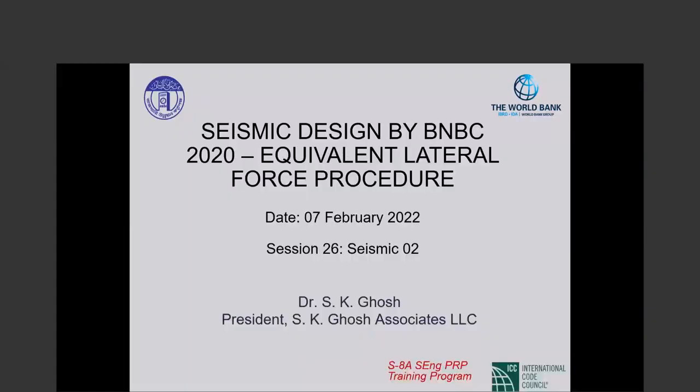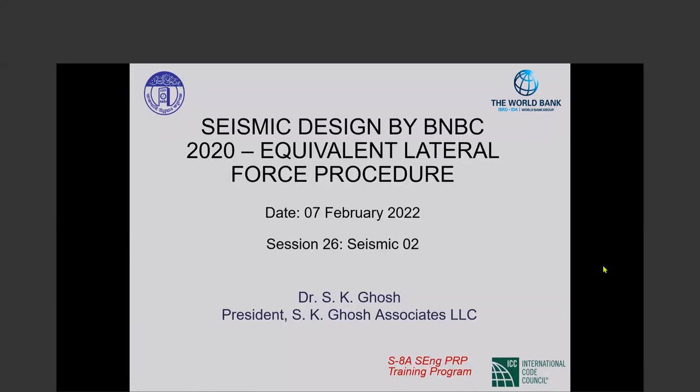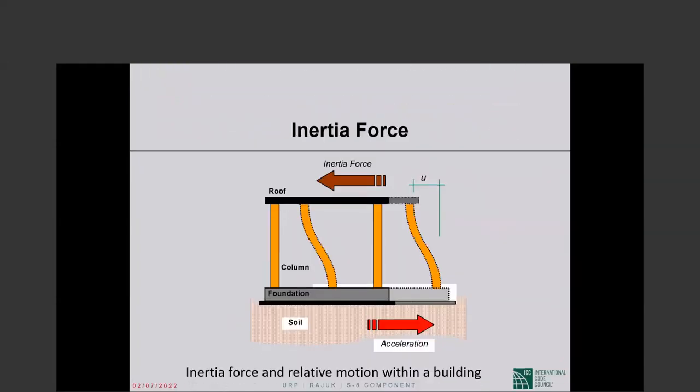As mentioned, this is the second of 8 lectures on seismic design. Today, we will start getting into seismic design itself. The topic, as you see, is seismic design by BNBC 2020. And we will specifically discuss the details of the equivalent lateral force procedure, which is the procedure used most of the time for seismic design.